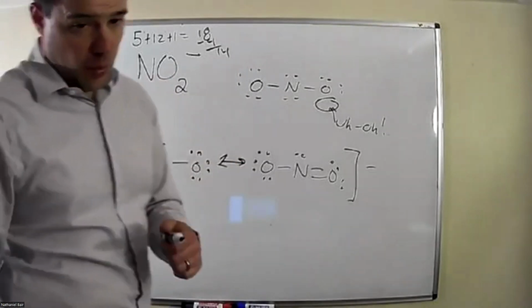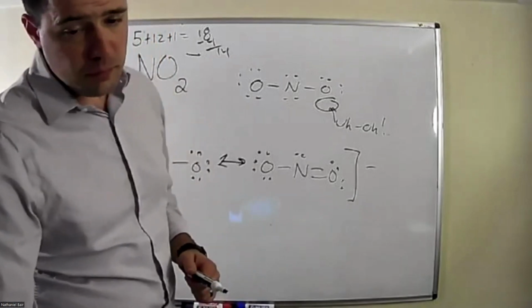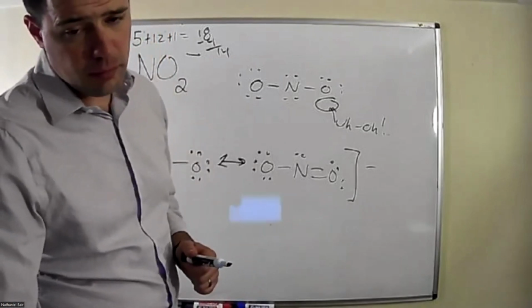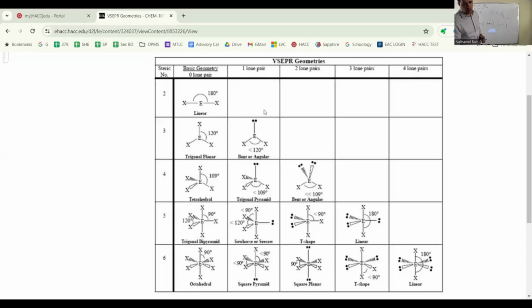We need to find that on our VSEPR chart. So we're domain 3, 1 lone pair. That's got a bent or angular molecular geometry. Here in the States, we tend to say bent. In the United Kingdom, England, they say angular. We tend to say bent here. So it says bent molecular geometry. And the angle is going to be less than 120, which we'll talk about in a second.